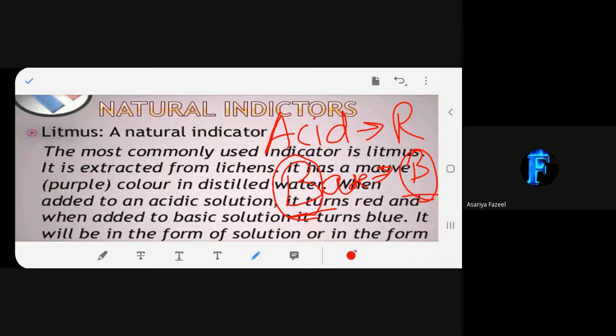So you will never go wrong. Just remember BB, that is basic and blue. The first letter is B. So you will never go wrong. Read once, remember one thing, and automatically you will remember the counterpart. Okay?